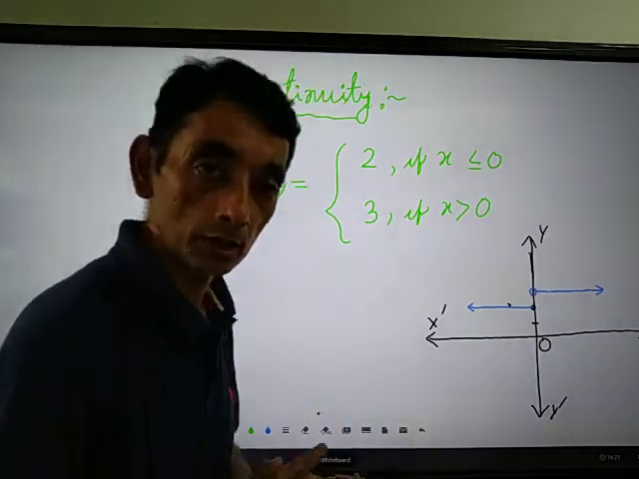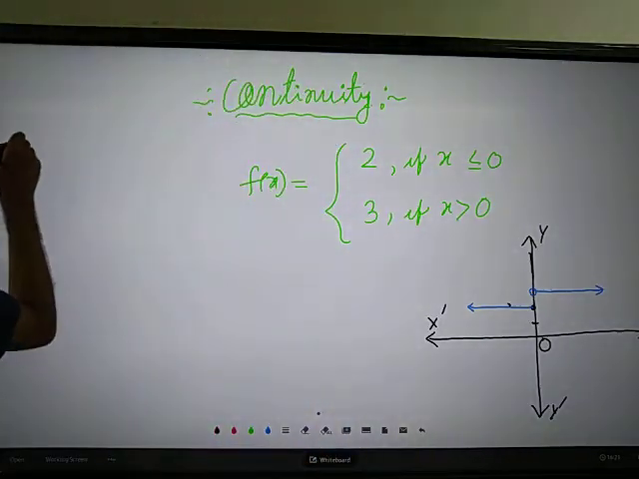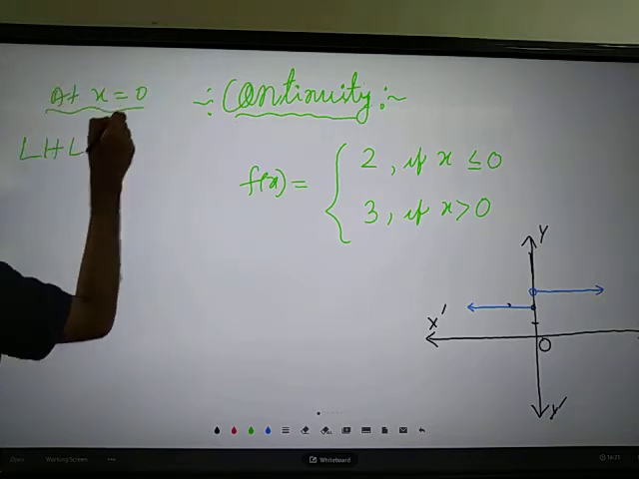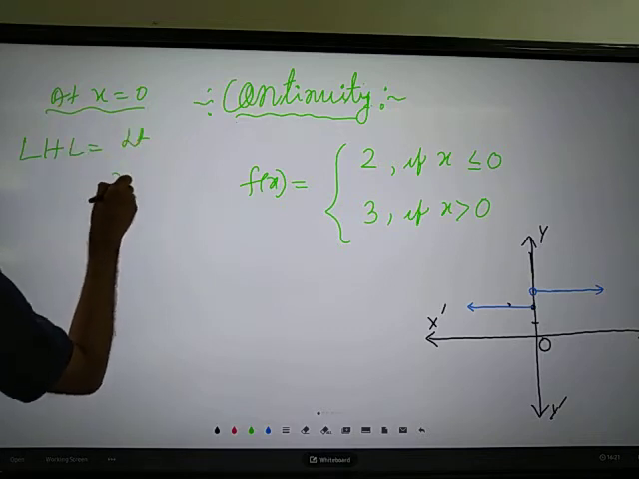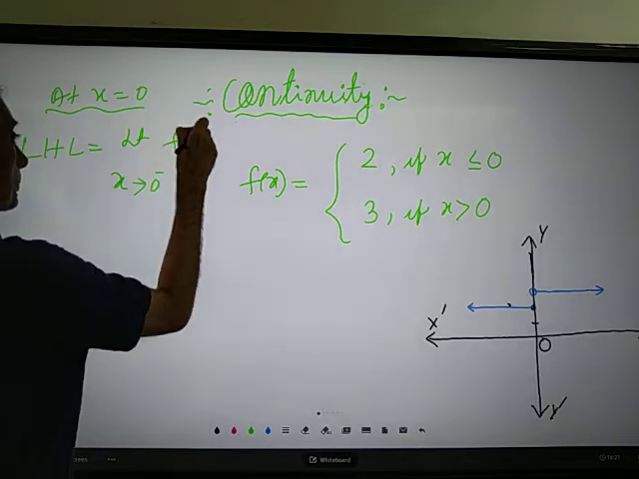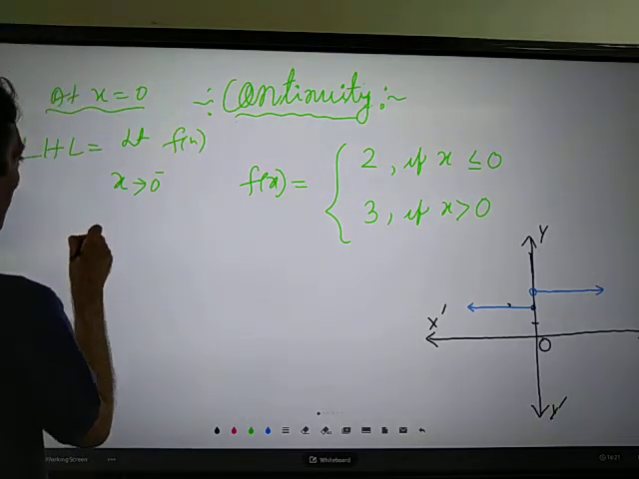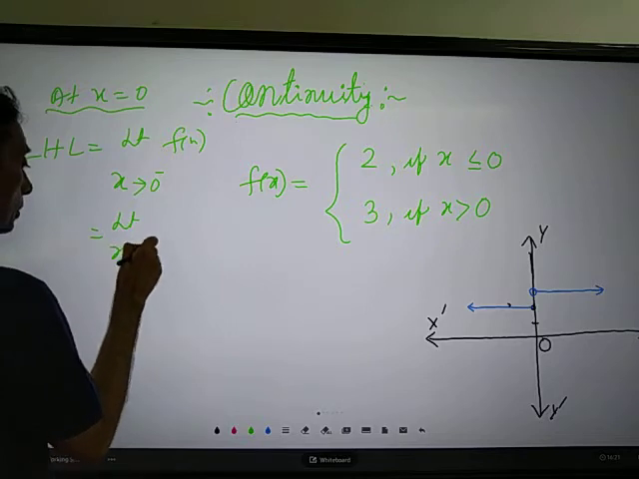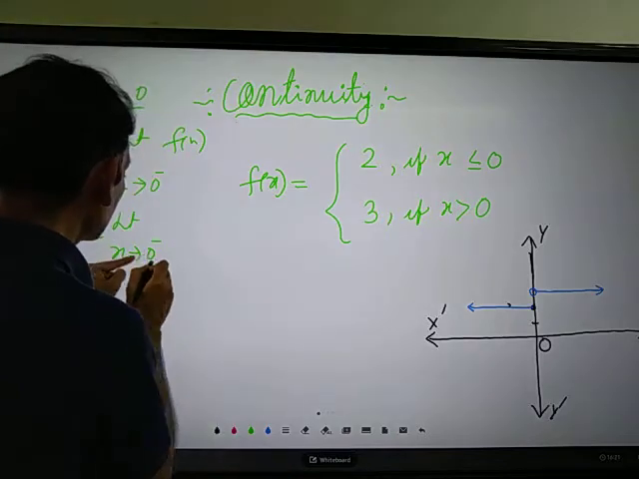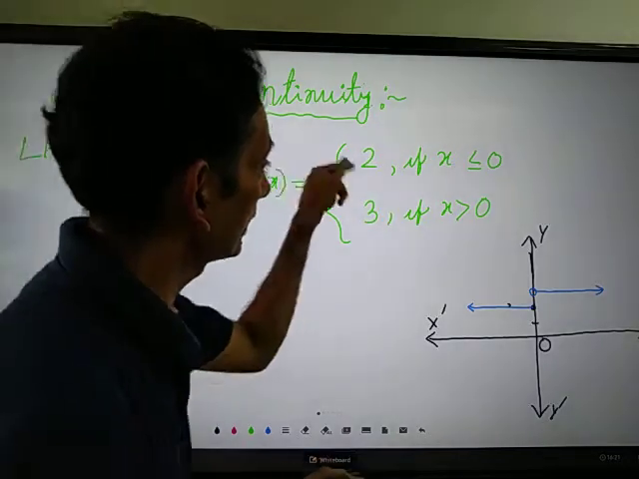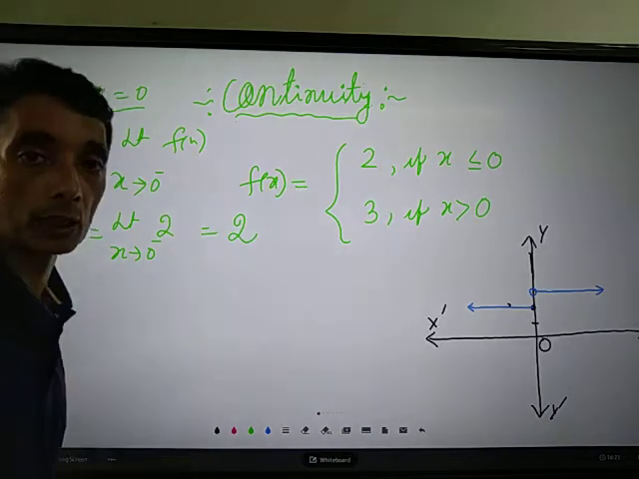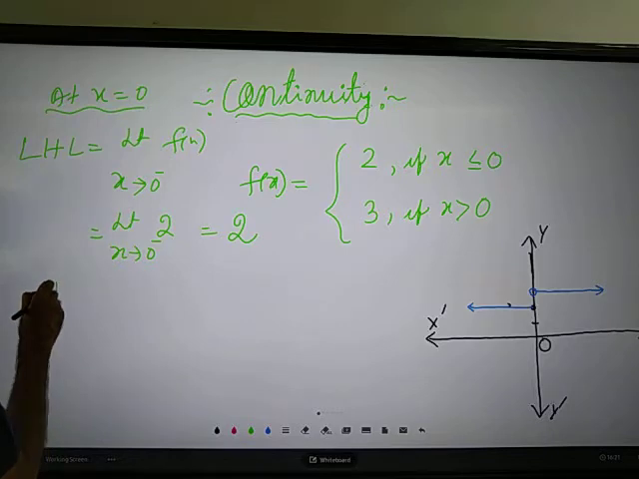Let us calculate this. First we calculate the left hand limit at x equal to 0. We know how to calculate limits. Limit as x tends to 0 minus of f(x), that means x approaches 0 from the left hand side. Then x is less than 0, so f(x) can be replaced by 2, and this is equal to 2. So we got the left hand limit as 2.